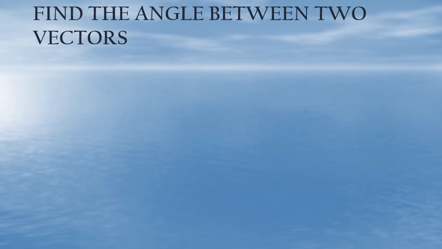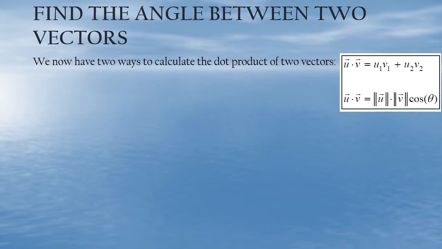Now let's look at finding the angle between two vectors. We now have two ways to calculate the dot product of two vectors. On the first slide, we defined that the dot product of two vectors was just the sum of the product of each one of the components.